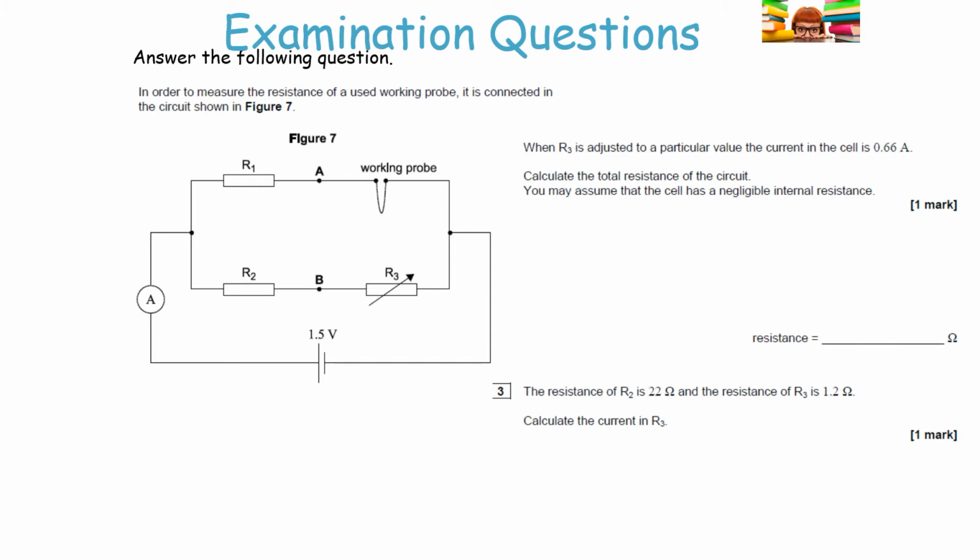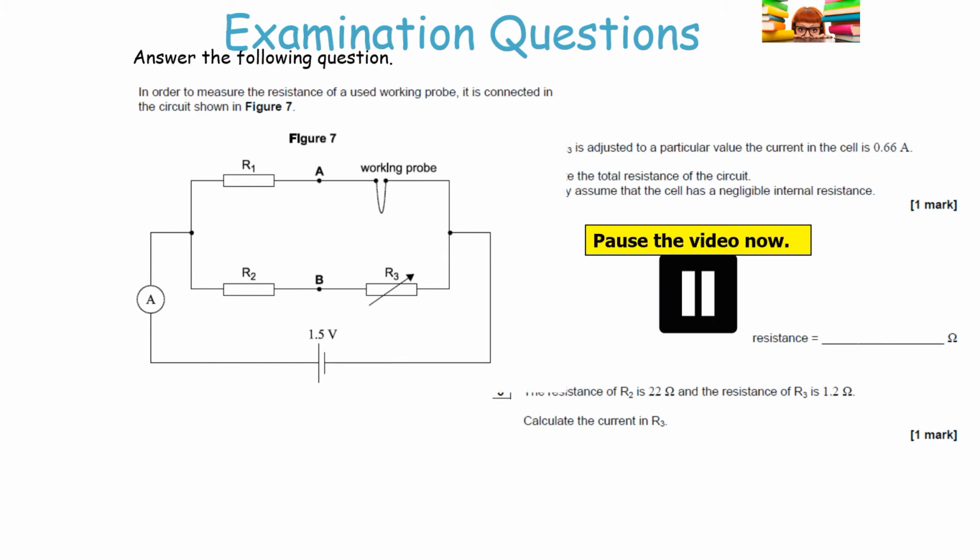In order to measure the resistance of a used probe, it is connected to the circuit shown in figure 7. When R3 is adjusted to a particular value, the current in the cell is 0.66 amps. Calculate the total resistance of the circuit. Then the resistance of R2 is 22 ohms and the resistance of R3 is 1.2 ohms. Calculate the resistance in R3. So pause the video now, then unpause the video when you want to go through the answer.